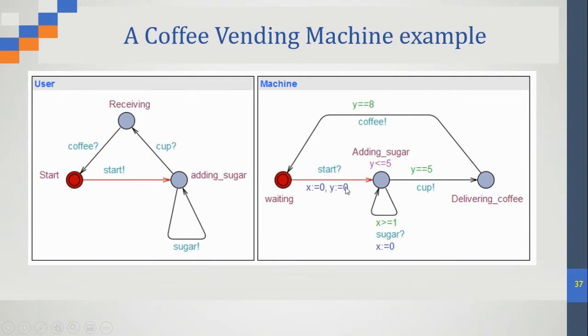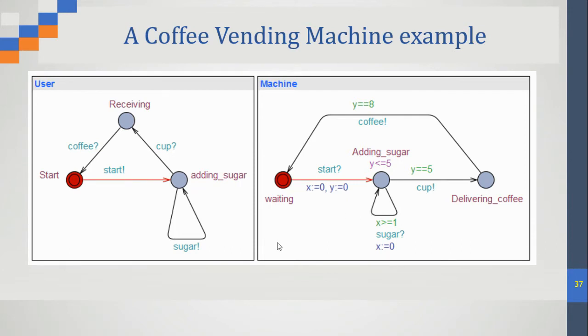We have four channels: start, sugar to add sugar, cup to deliver the cup, and then in the end the coffee is ready, so deliver the coffee and go again to waiting, to idle. Here the same type, the same channels, and here we have waiting, adding sugar, delivering, while here the user will start, the user will add sugar, same name, and then the user will receive the coffee. So three states here, three states here.